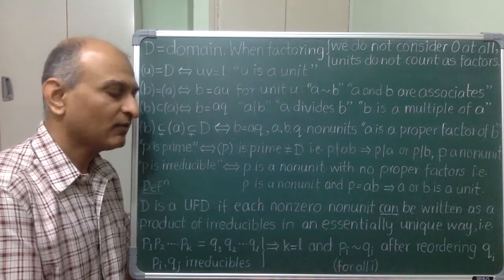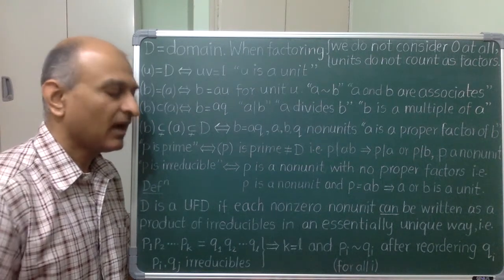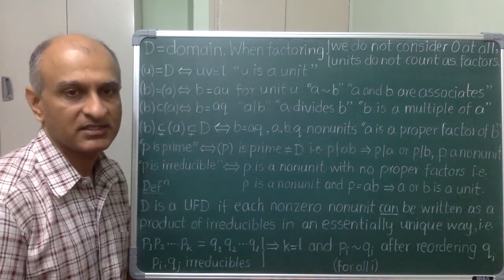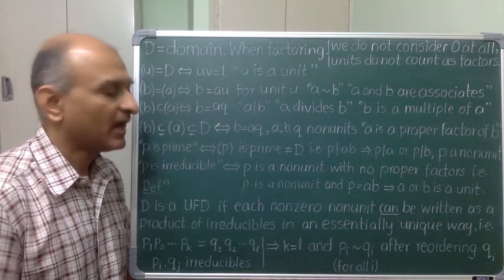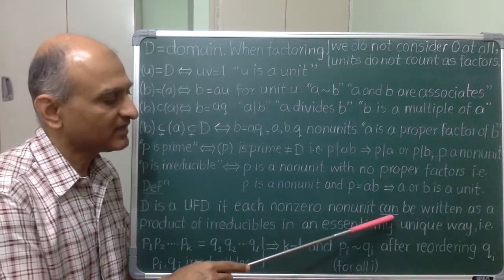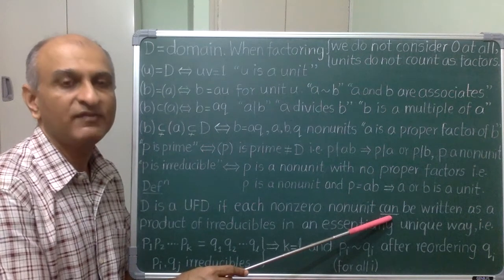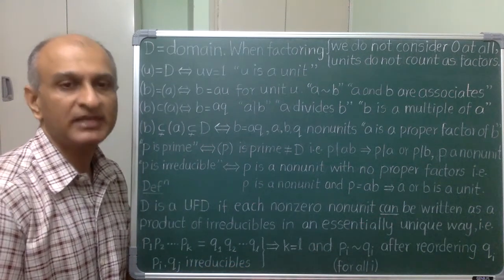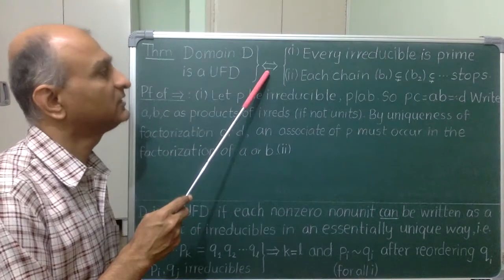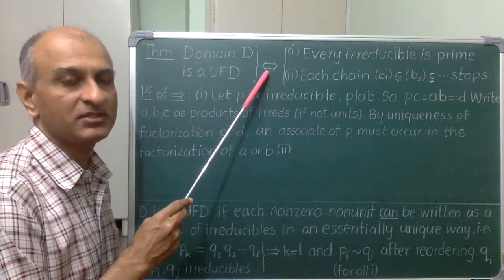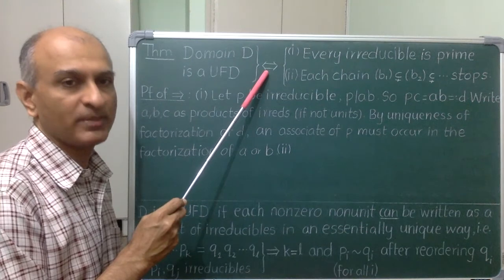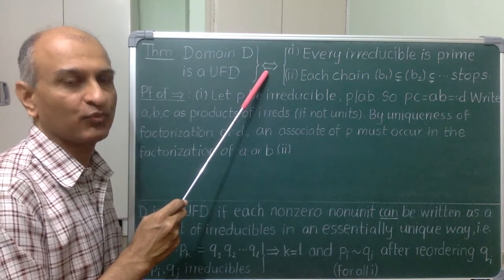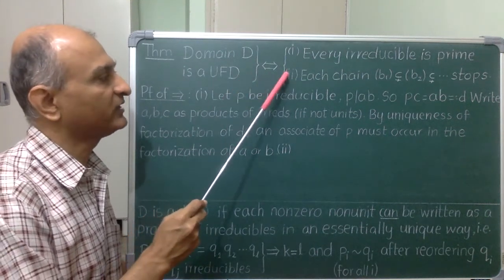Okay. Now that I have this definition, I'd like to look for different characterizations. For that, I need to see when a factorization exists, and when it exists, how can I ensure that it is unique? So let's see that next. This theorem gives a characterization of unique factorization domains, and it is not hard to prove. So let's first do the forward direction.